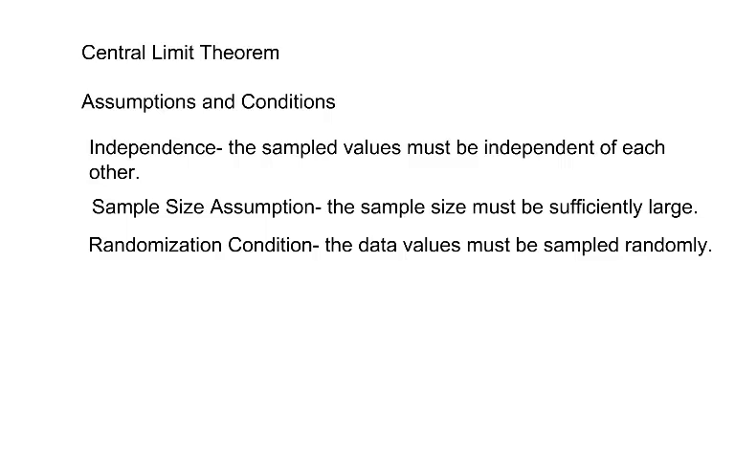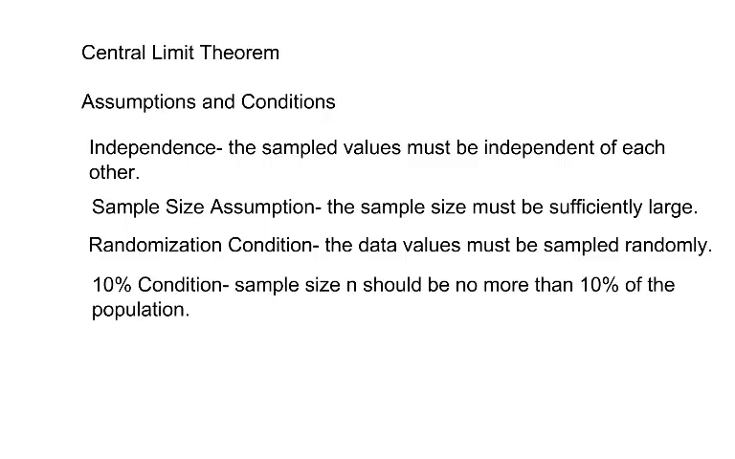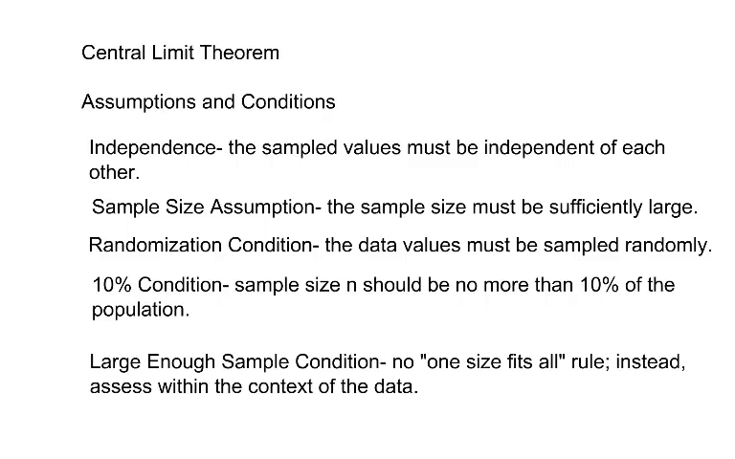Our randomization condition, which states that the data values must be sampled randomly. The 10% condition, which states that sample size n should be no more than 10% of the population. And finally, our large enough sample condition, which is a no one-size-fits-all rule. Instead, we should assess it within the context of our data.